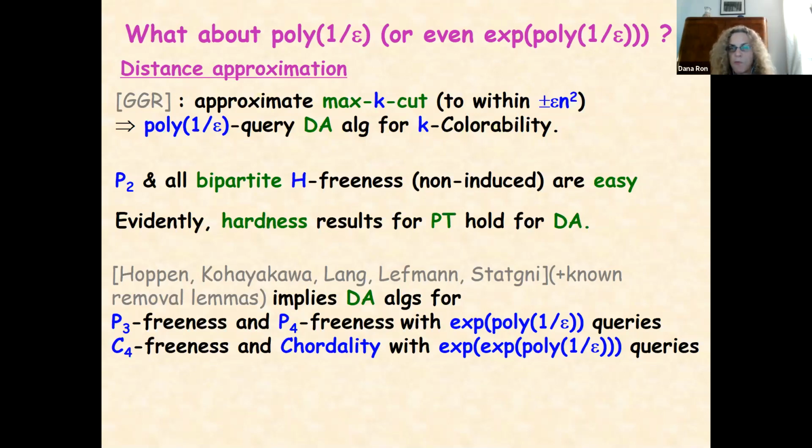So this is what we know about distance approximation. We know that for k-colorability it can be done in poly. There are some easy things that can be done. And for those properties that we don't have a lower bound for polynomial, there are results, but they're at least exponential or even double exponential. Okay, so this is where we start coming in. And again, I'll remind you. Now I'll say what our results are, and then I'll pause to see if you want me to remind you of something.